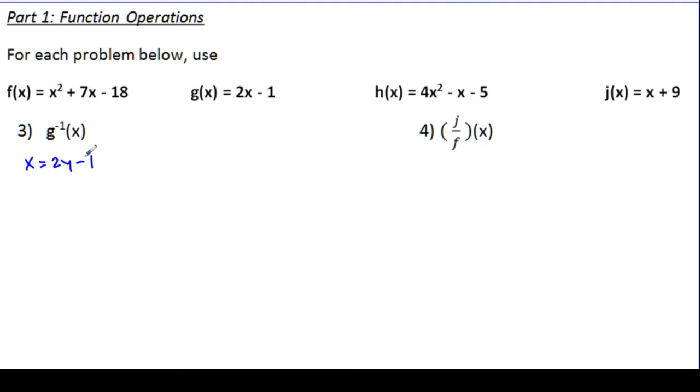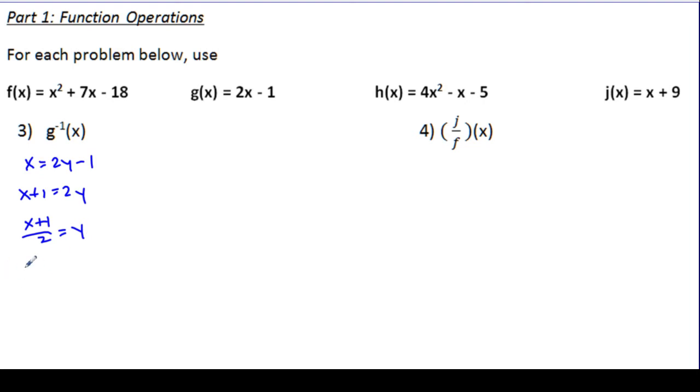Make it say y equals again. So I'm going to add the 1 over. It's going to say x plus 1 equals 2y. Divide everything by 2, and there's a couple of different ways we can format this. So you might just say x plus 1 over 2 is equal to y. That's an entirely acceptable way to leave your answer.